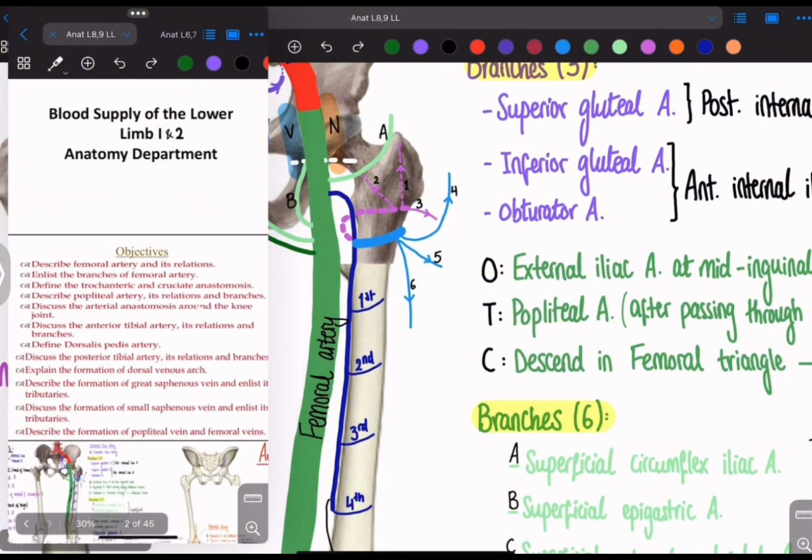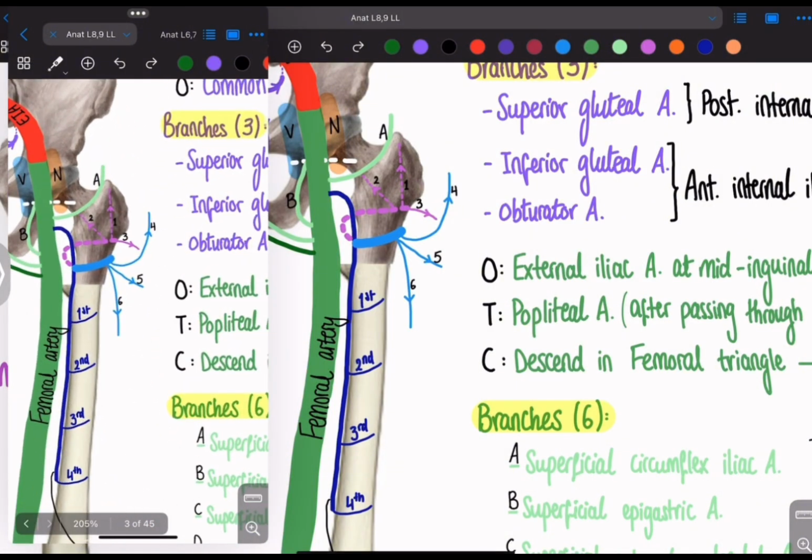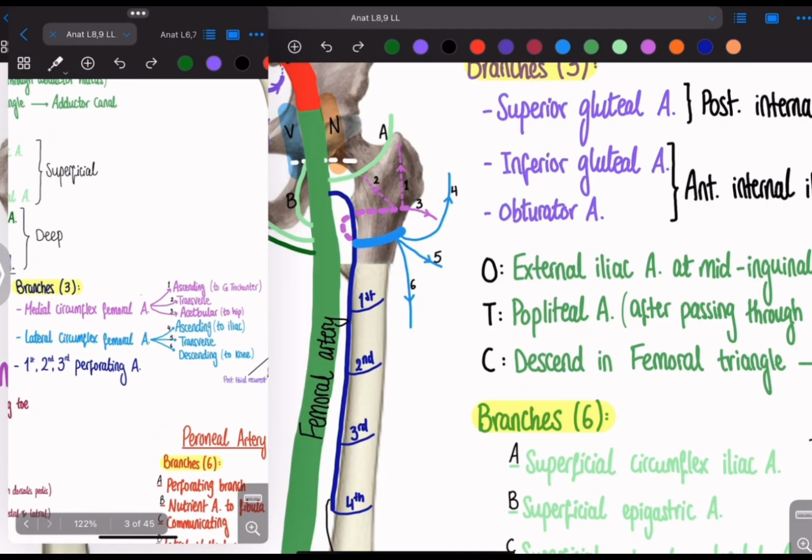So we said what? The medial is going to give us 3 branches. The lateral is going to give us 3 branches, okay? Here we have the medial circumflex giving us 3 branches and the lateral giving us 3 branches, okay? Let's start with the lateral, okay? So the lateral is going to give us 3 really easy branches: ascending, descending, transverse. Ascending, descending, transverse. Very easy, right?